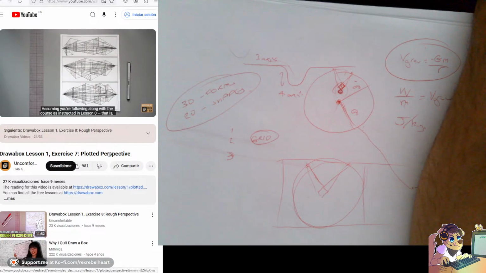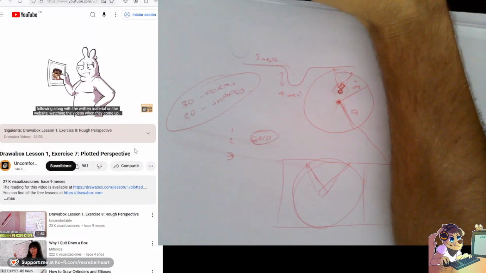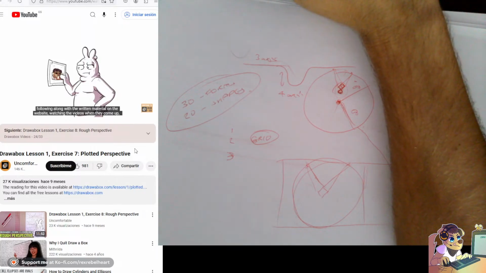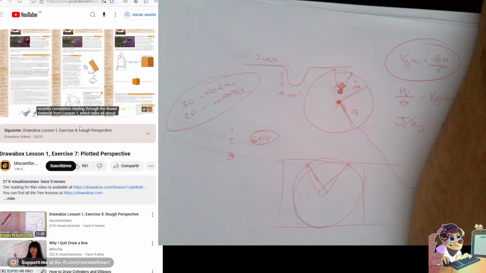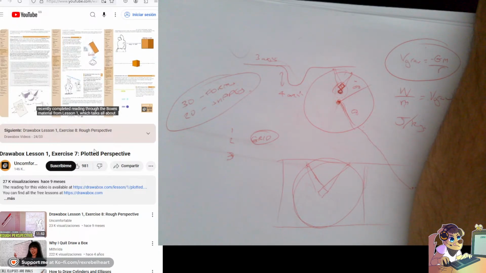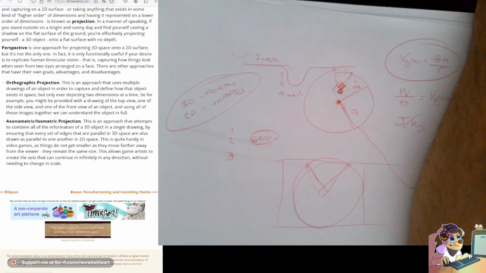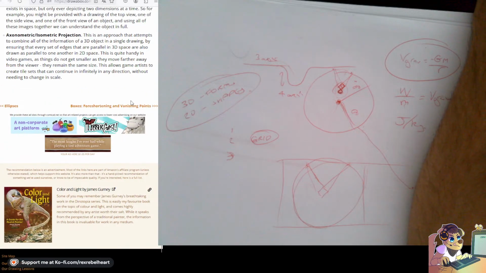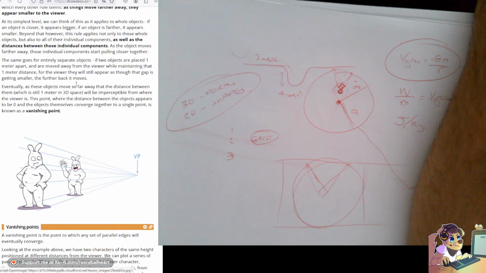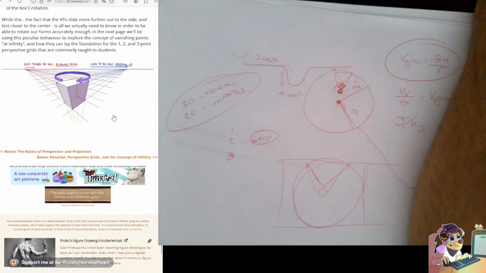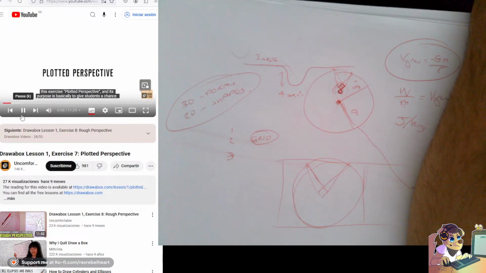Assuming you're following along with the course as instructed in Lesson 0, that is, following along with the written material on the website, watching the videos when they come up, and stopping to do exercises when you come across the homework sections, you'll have recently completed reading through the boxes material from Lesson 1, which talks about vanishing points and the behavior of parallel edges in 3D space when drawn on a flat page. In this video, we're going to go over the first exercise of the boxes section. We call this exercise plotted perspective.